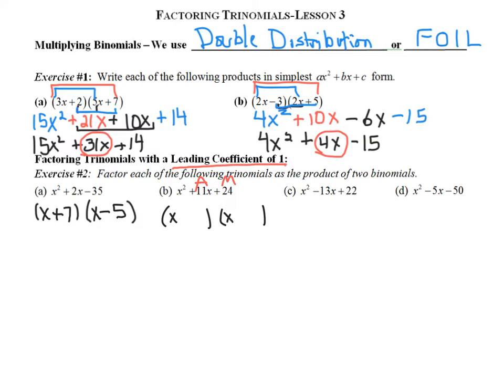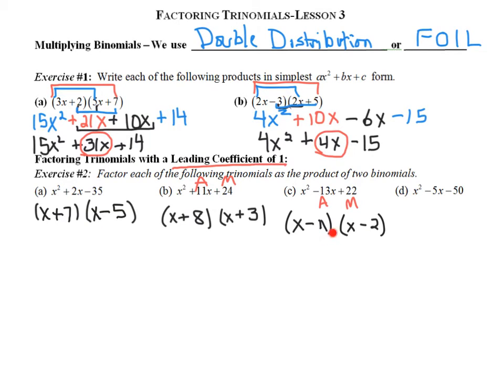Two numbers that multiply to give me 24 and add to give me 11 would be a positive 8 and a positive 3. Now, of course, it doesn't matter whether we write the positive 8 in the first parentheses or the second. For the third example, we want to add to get negative 13 and multiply to get 22. So the factors for part C, we're going to say x times x. And then thinking about the factors of 22, I'm thinking 11 and 2. But since the add in the middle is negative 13, that means I want a negative 11 and a negative 2.